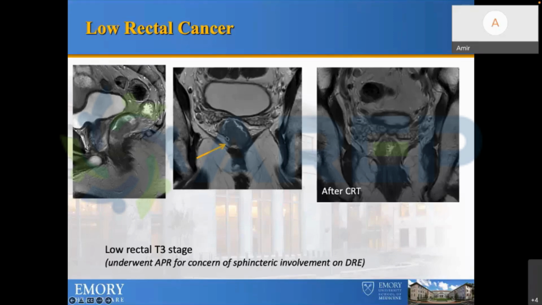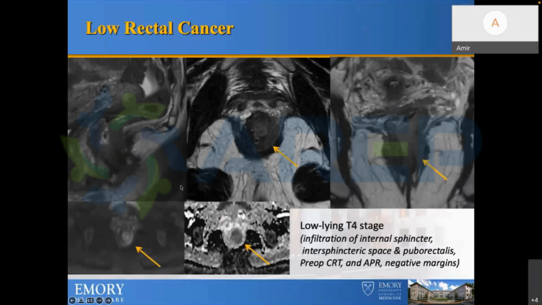This is another low rectal tumor that was extending into the intersphincteric fat. And this tumor was sitting here. After CRT, it was hard to differentiate, but it looked a little bit better, but still unsure if we were overstaging or understaging it. And then the patient underwent APR, and it turned out to be only T3 stage. The rest of it was fibrosed.